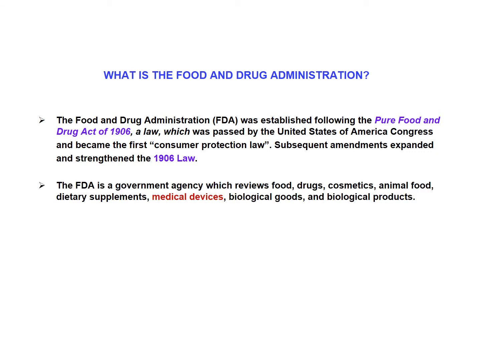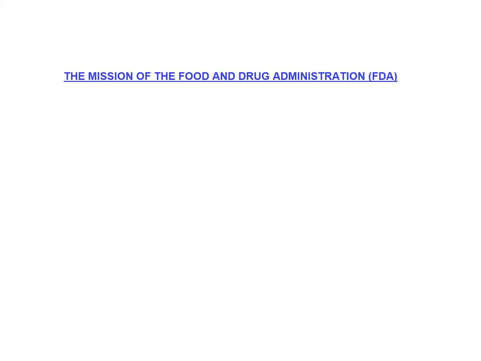The FDA, which is the abbreviation for Food and Drug Administration, is a government agency which reviews food, drugs, cosmetics, animal food, dietary supplements, medical devices, of course, biological goods, and biological products. The mission of the Food and Drug Administration is set by the United States of America Congress.